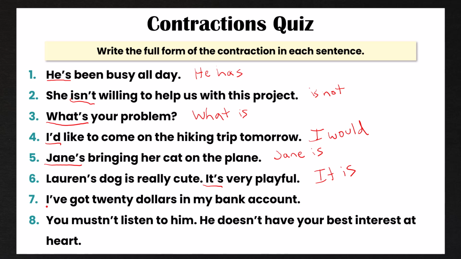Number 7, we have the contraction I've got $20. And that is a contraction for I have got $20. And finally, in number 8, we have two contractions. Mustn't, and mustn't is a contraction for must not. And doesn't is a contraction for does not.